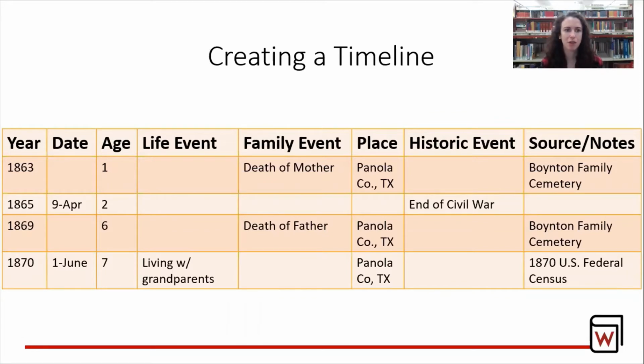So here we have that this individual lost his mother at age 1 and a note that that information came from the cemetery. And then shortly after, the Civil War ended. So this individual had been born right at the beginning of the Civil War. A few years later, he also lost his father. And by 1870, he was living with his grandparents on the 1870 census. And so this is just sort of an idea of how you can combine that historical information with information that you find in other records.